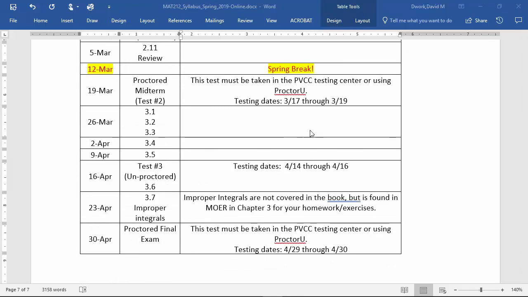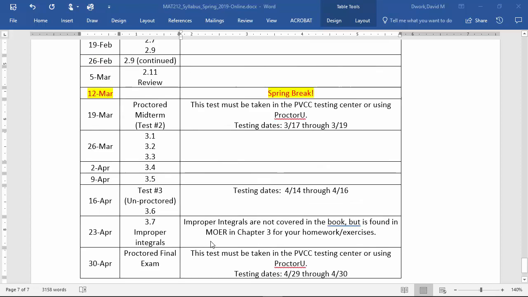Okay, and the last thing I'm going to mention here is just watch this proctored midterm date and watch the final exam date. Those two dates are in-person tests or using the Proctor U service, so make sure you have those kind of blocked out. Okay, and I know this is a long video, but I hope it helps you understand the class.